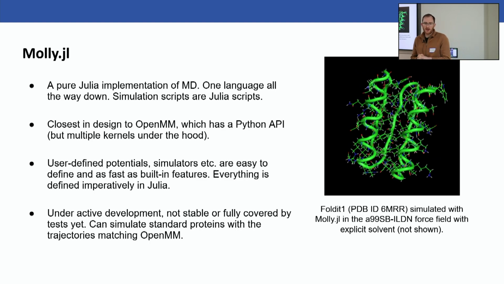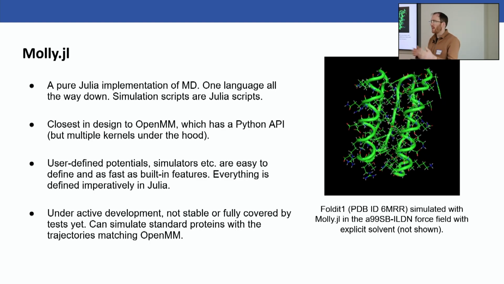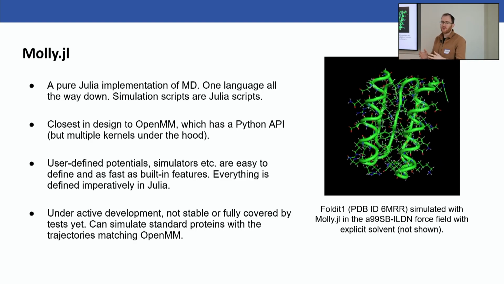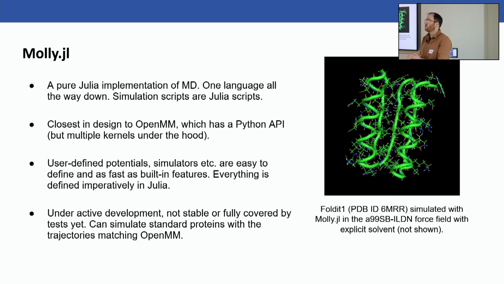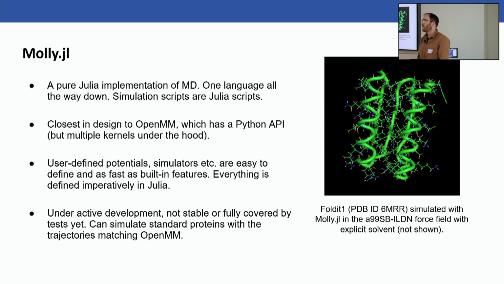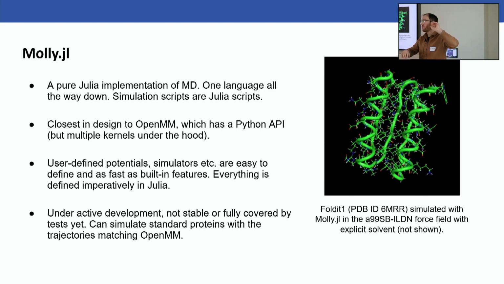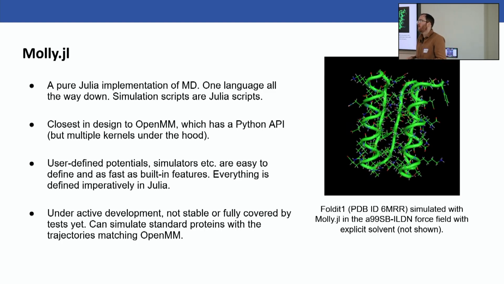So what is Molly? It's a pure Julia implementation of molecular dynamics. You can think about it as one language all the way down. It's 100% Julia. And so the simulation scripts are just Julia scripts, which is quite nice. It's closest in design to OpenMM, which, as I said, has a kind of Python API. And then under the hood, OpenMM has a CUDA kernel, an OpenCL kernel, a fast threaded CPU kernel.